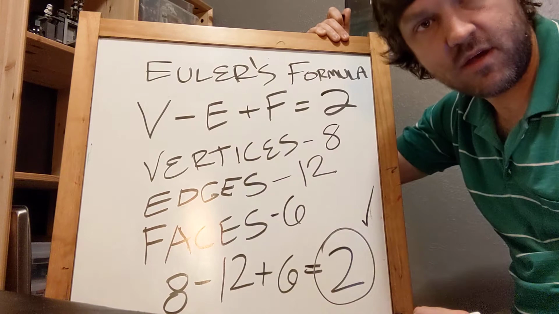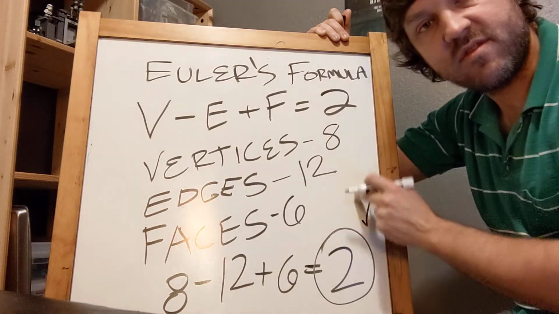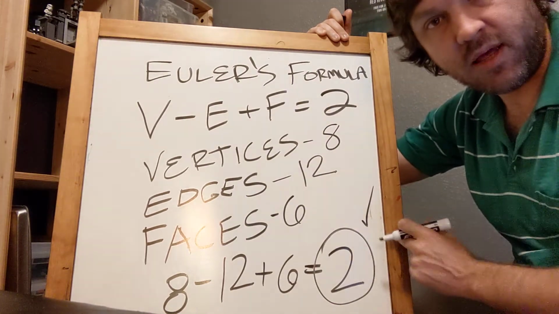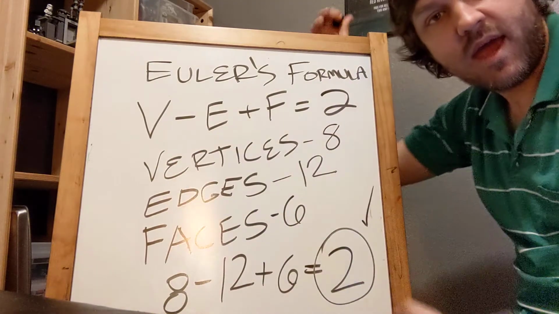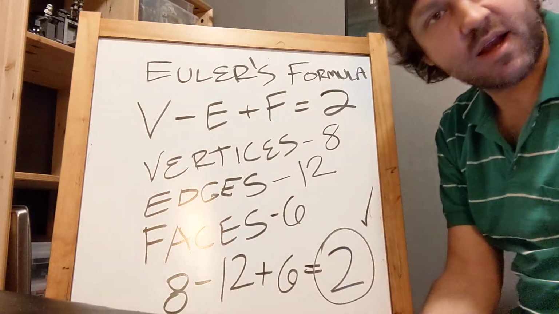All you're going to be doing in the unit is counting the vertices, edges, and faces, and then plugging them into this formula and finding out if something is or is not a polyhedron.